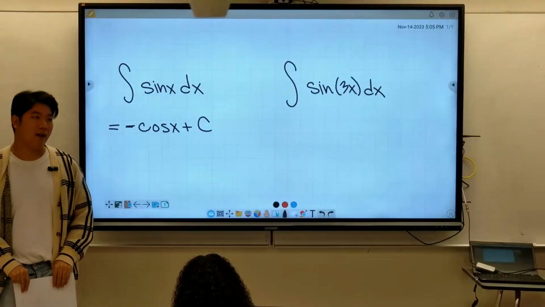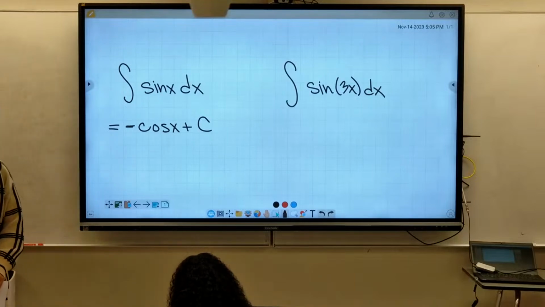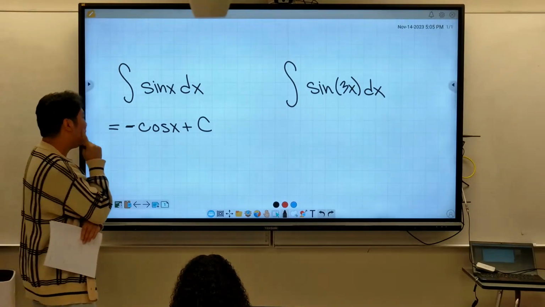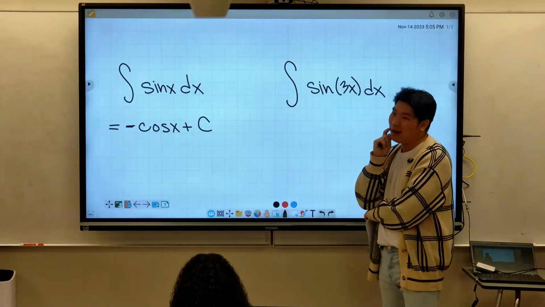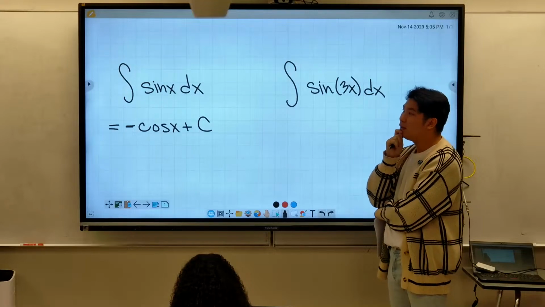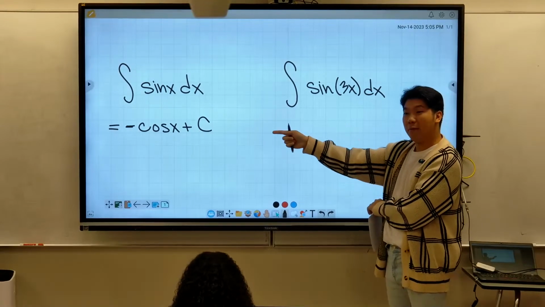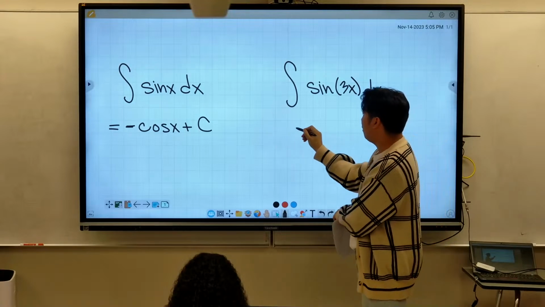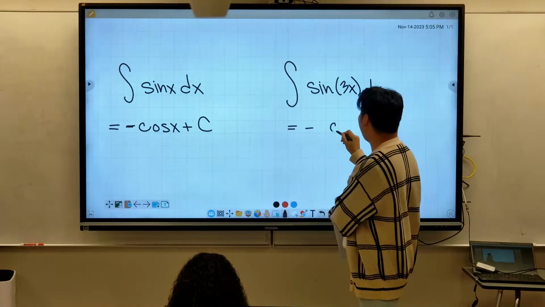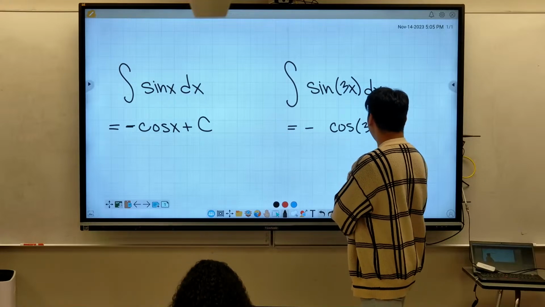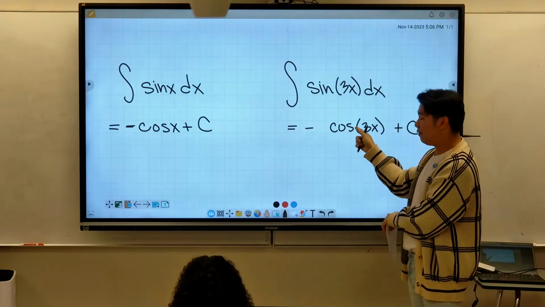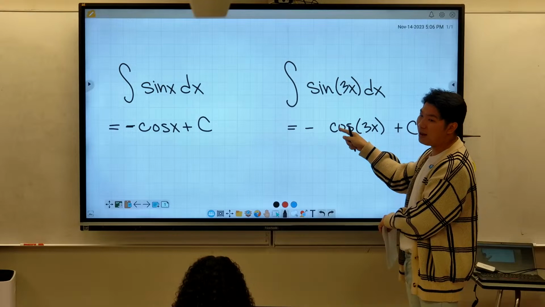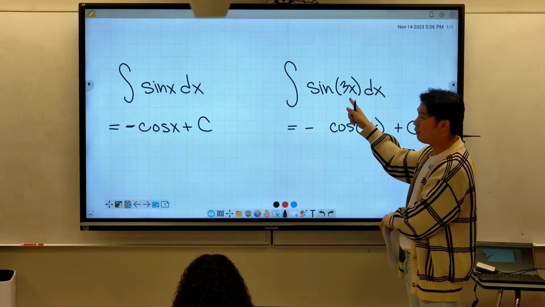But now I'm wondering, how does that 3x inside of the sine change? How would I even deal with that? Do I know of a function where if I take the derivative, it gives me sine of 3x? Well, it looks very similar, so maybe we want to look at this here. So what if I just wrote this, negative cosine of 3x? What's the derivative of cosine of 3x? Well, derivative of cosine is negative sine. So we still get sine of 3x.